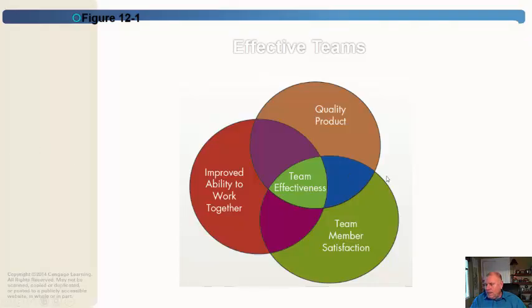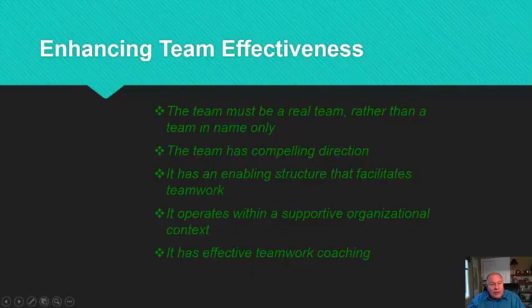Effective teams come together when you have both satisfied team members, and a good outcome, and an improved ability to work together. And when that all comes together in the right mix is when we have this team effectiveness. Teams that deliver on all three of these components are the most effective. And it's because of this mix of product, the ability to work together, and member satisfaction that really lead to very high performing teams.